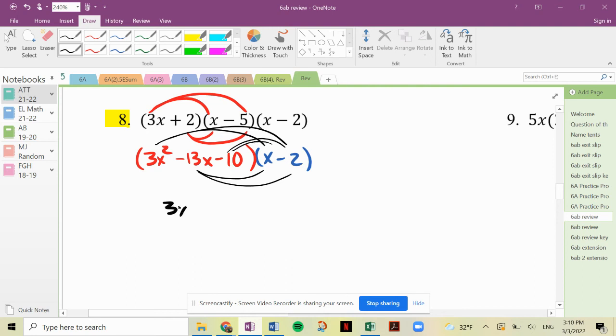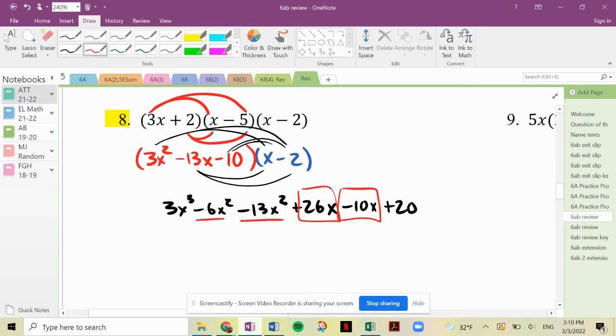So we're looking at 3x cubed minus 6x squared. Negative 13x times x is negative 13x squared. Negative 13x times negative 2, positive 26x. Negative 10 times x, negative 10x. Negative 10 times negative 2, positive 20. Now we just got to take a couple of our like terms and combine them here to get our final answer, 3x cubed minus 19x squared plus 16x plus 20.